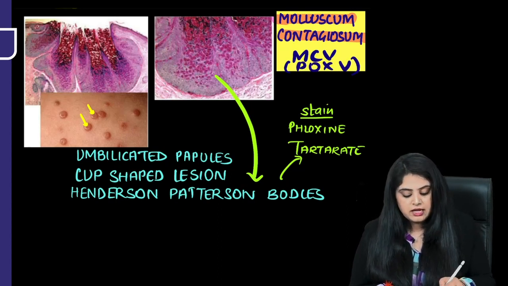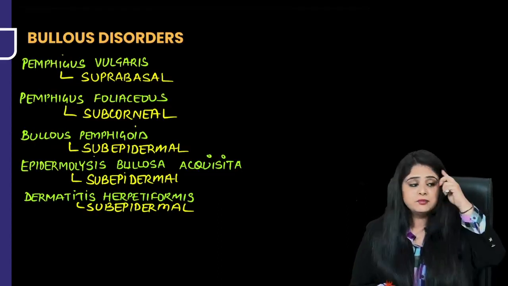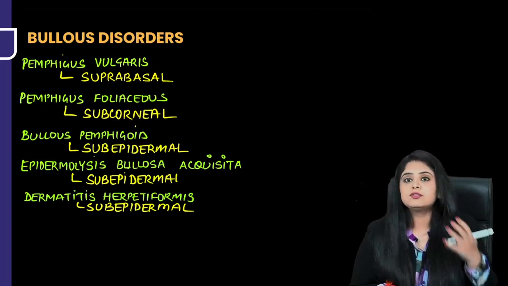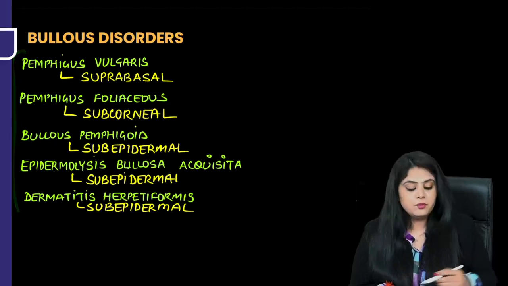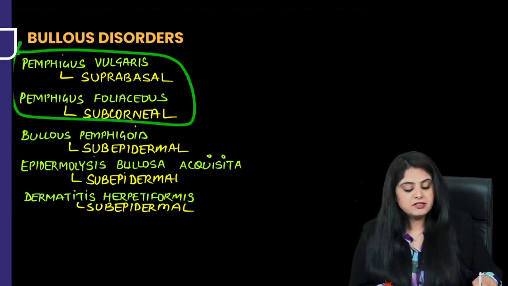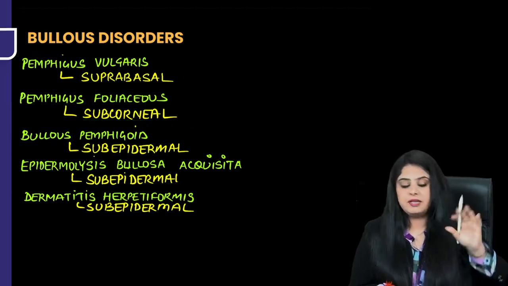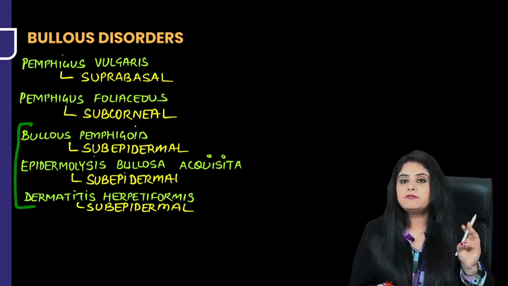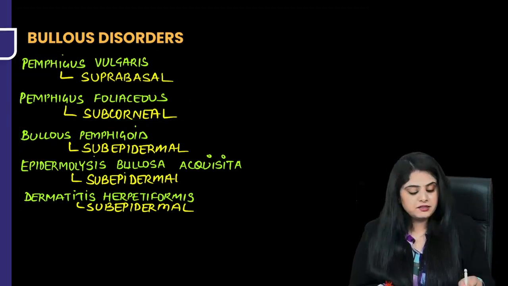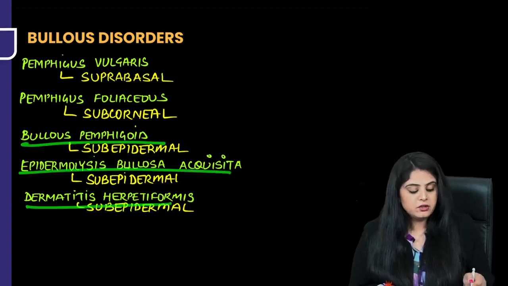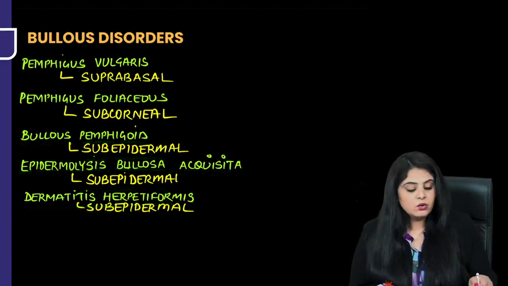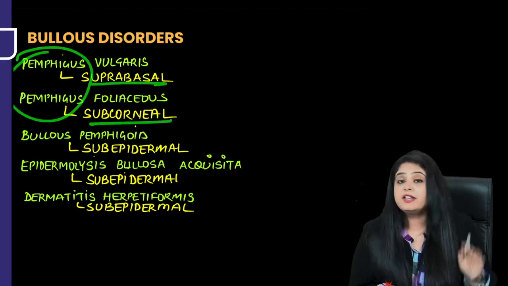Now let's move on to the last part of skin, almost last, and that is bullous disorders. I've tried to make a list so that life becomes a little easy. These are all the bullous disorders that I have to know. First two, that is pemphigus, are going to be in the epidermis, top layer. And the next three, bullous pemphigoid, EBA and dermatitis, are subepidermal. So that is clear that almost everything is going to be a subepidermal bulla. Only these two pemphigus are going to be somewhere in the epidermis.